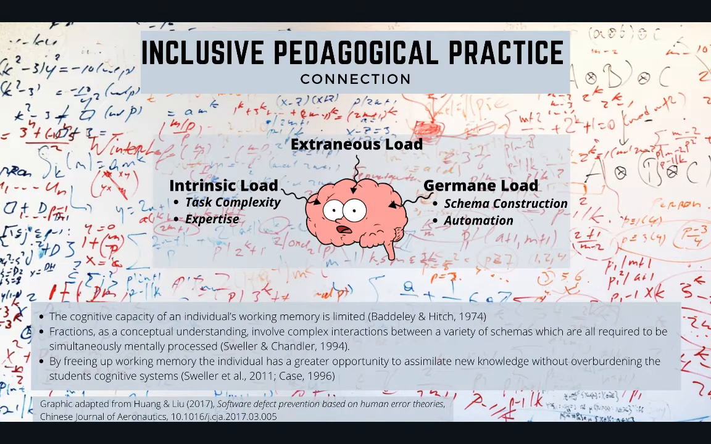The benefits of using colloquial language while students develop their familiarity with fractions and their use as a tool in the problem-solving process highlight the limited capacity of an individual's working memory. Fractions as a conceptual understanding involve complex interactions between a variety of schemas which are all required to be simultaneously mentally processed. The introduction of familiarity when describing abstract mathematical concepts aids in the acquisition of knowledge by allowing the learner to increase the germane cognitive load devoted to conceptualizing the fraction by reducing the intrinsic cognitive load associated with the processing of the information itself.